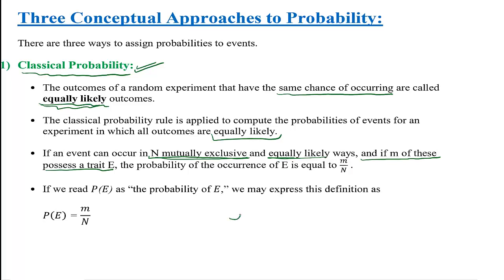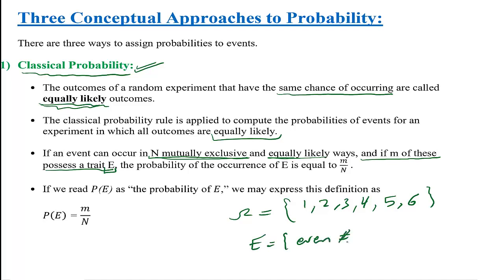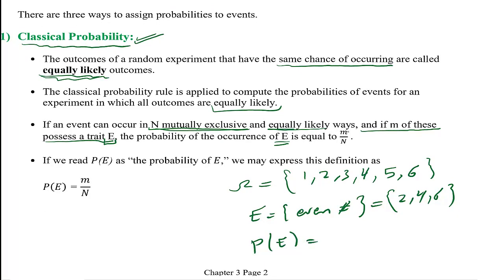For example, in the experiment of rolling a die, the sample space of the die is 1, 2, 3, 4, 5, 6. These outcomes are equally likely because the die is a cube and the probability of any face occurring equals the probability of any other face. Suppose the event E is an even number. The elements of E are just 2, 4 and 6. Then the probability of E will be m divided by n. M is the number of outcomes that satisfy this property, which is an even number. So the probability of E is 3 over the number of outcomes in the sample space, which is 6.